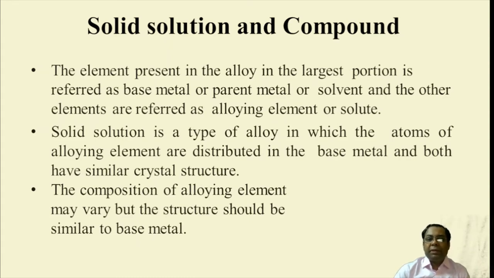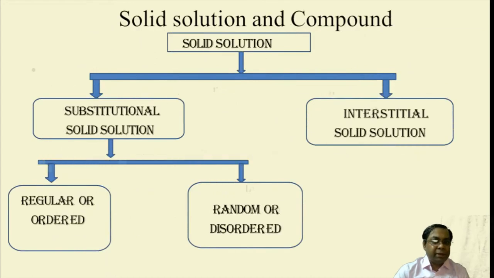Solid solution is a type of alloy in which the atoms of the alloying element are distributed in the base metal, both having similar crystal structure. The composition of the alloying element may vary, but the structure should be similar to the base metal. Here is a chart that shows how solid solutions are distinguished: substitutional solid solution and interstitial solid solution.